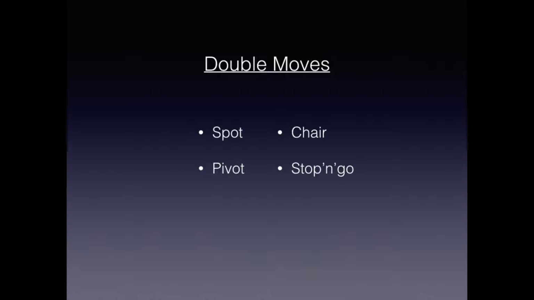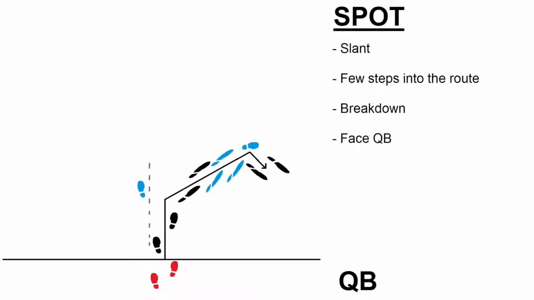The last family of routes we have are double moves. True to its name, all these are combinations of two different routes put together. First, we have the spot. Now all it is, is a slant plus a stick. It's used to find gaps in zone coverage. We slant, and then after a few steps, we slam on the brakes and turn towards the quarterback.